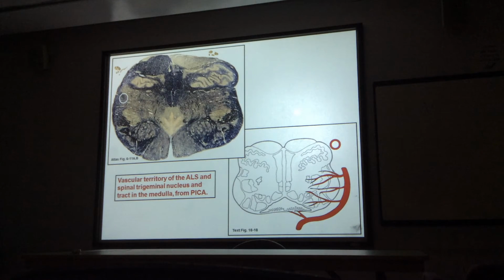Now, the other thing I want to mention here is vascular territories. This is really a review because we talked about it before. Anterior spinal is here, vertebral here, and the posterior inferior cerebellar artery is here. And the vascular territory contains motor structures and sensory structures. The two that are really important are the anterolateral system and the spinal trigeminal tract and nucleus right here. And the nucleus ambiguus is also in that vascular territory.